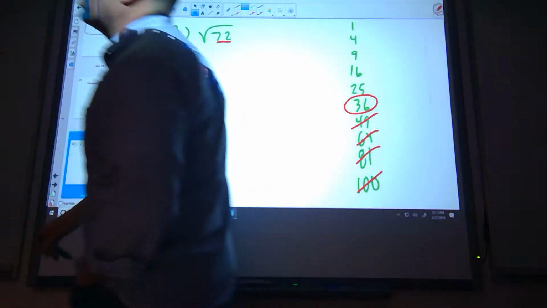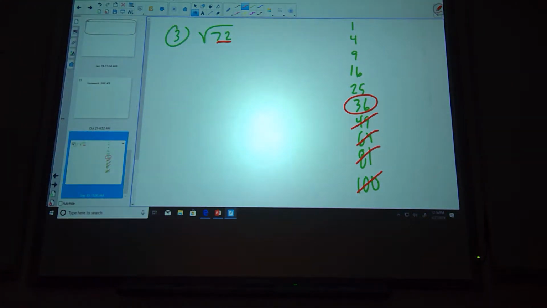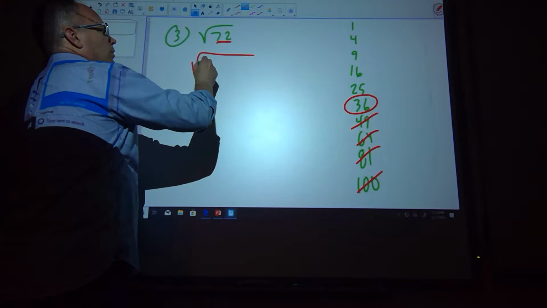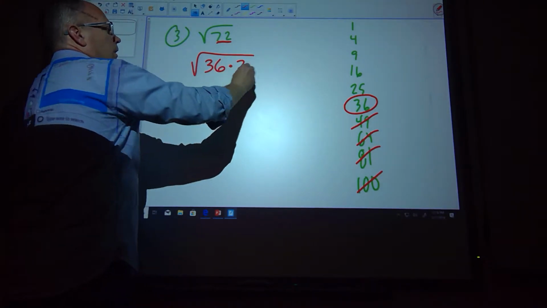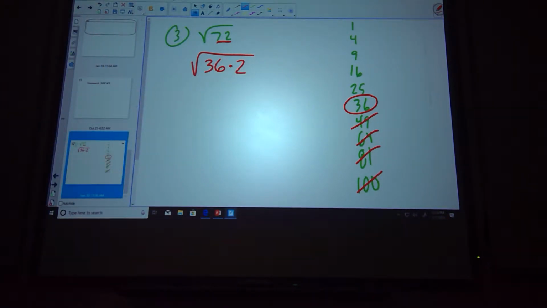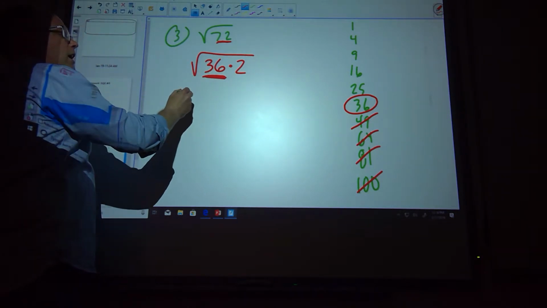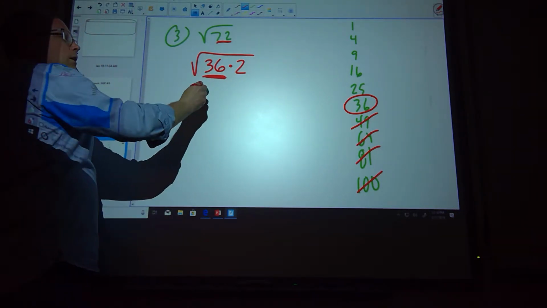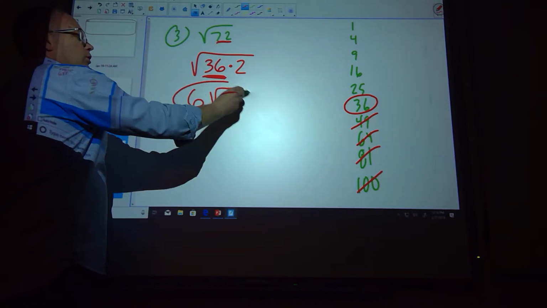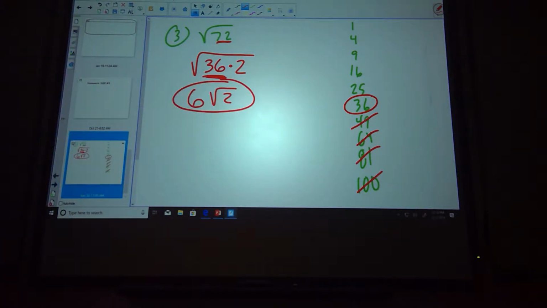Now, some of you are looking up there going, yeah, but 9 times 8 also works. You're absolutely right, but you're looking for your largest perfect square. So I'm going to now break this up into 36 times 2. Does that seem okay? Hey, what's the square root of 36? 6. So I can find the square root of this, so that comes outside as 6. And 6 square root 2 is my answer. That is a nice, wonderful, exact answer.